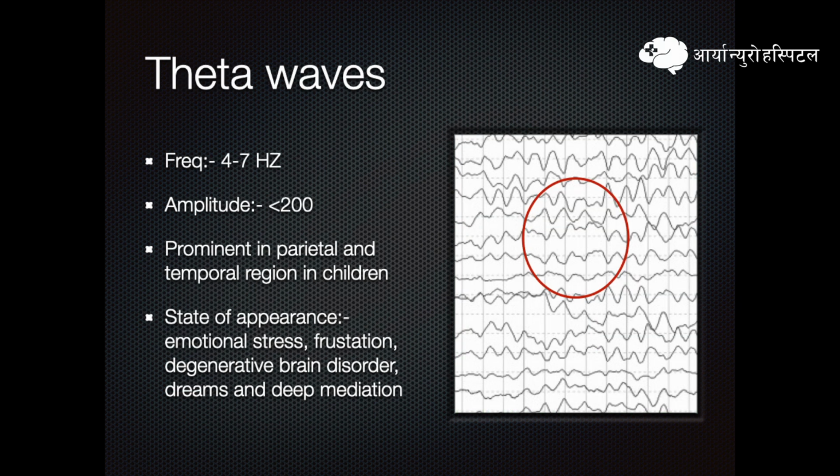Theta waves are prominent in the parietal and temporal region in children. In adults they are more common during emotional stress, frustration, degenerative brain disorder, dreams, sleep, and deep meditation.